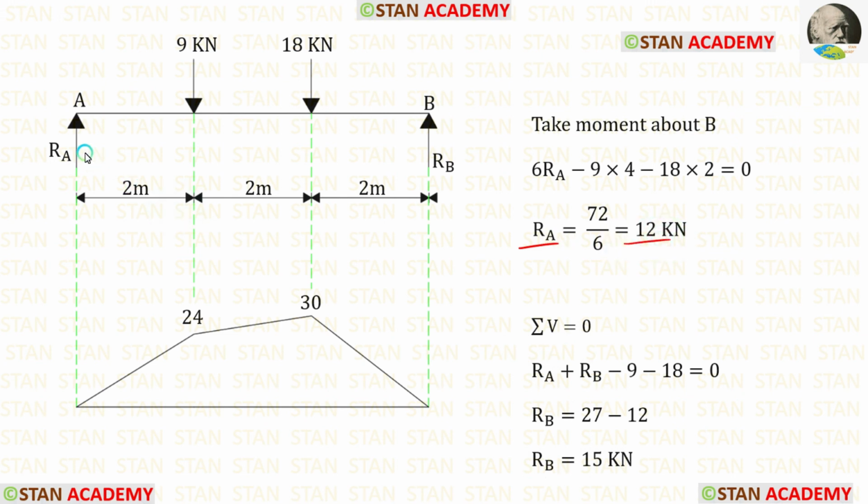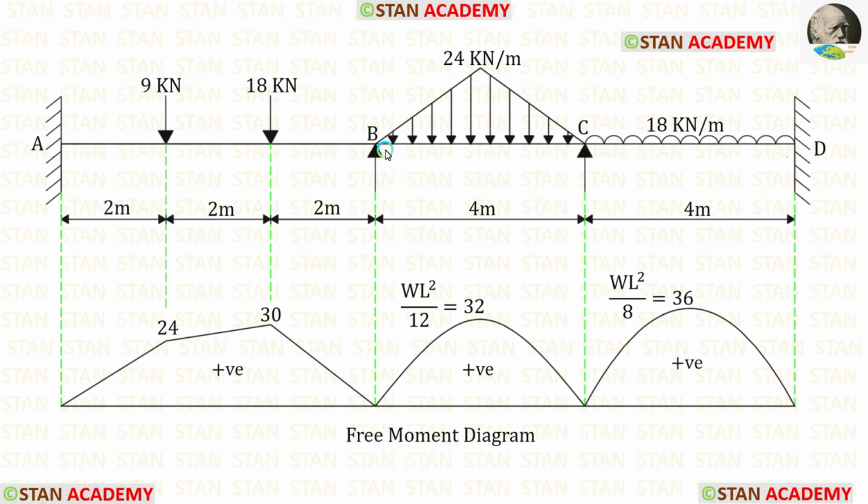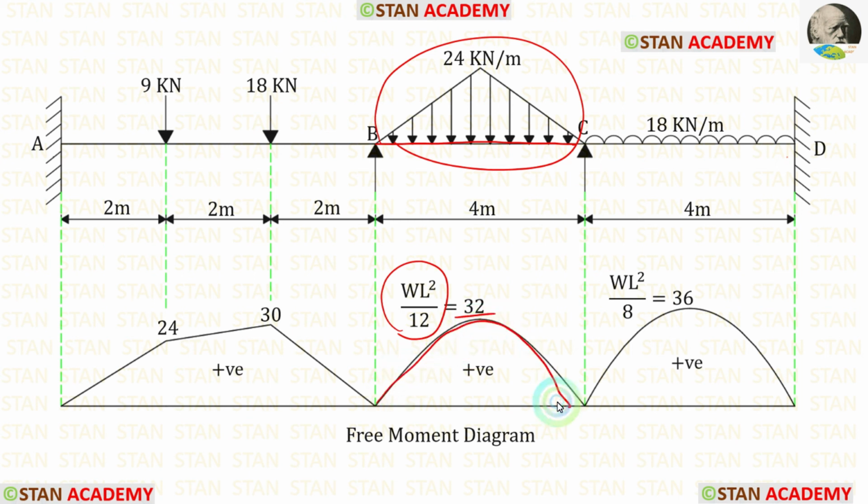RA is 12 and RB is 15. When we multiply 12 into 2, we will get 24. And when we multiply 15 into 2, we will get 30. Now, let us take the span BC. Here, we have uniformly varying load. Here, we have to apply the formula WL square upon 12. Using the formula, we are getting the ordinate 32. Using that, we can draw this diagram.